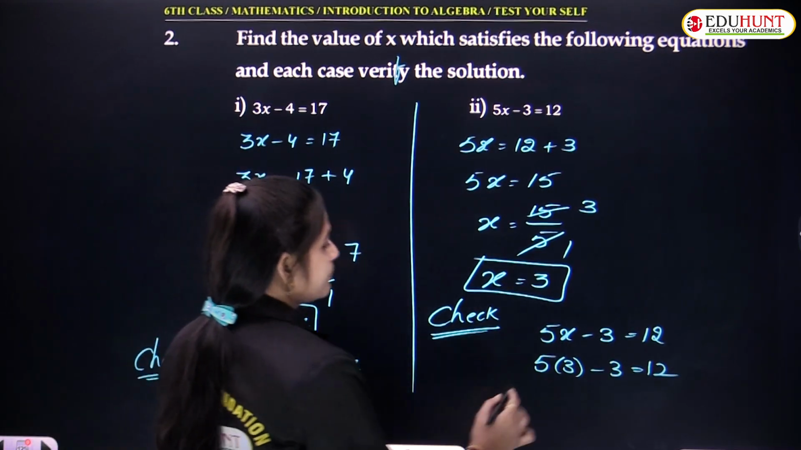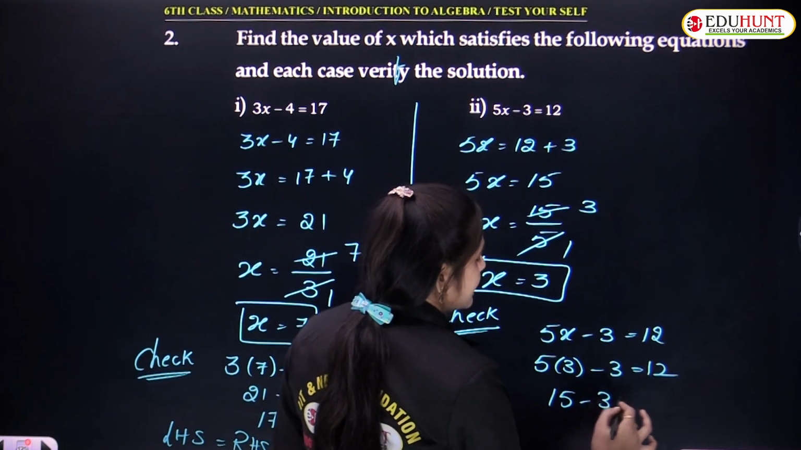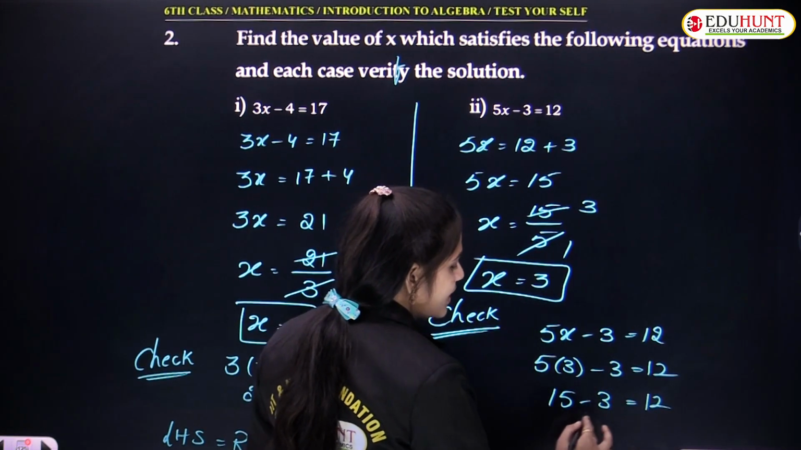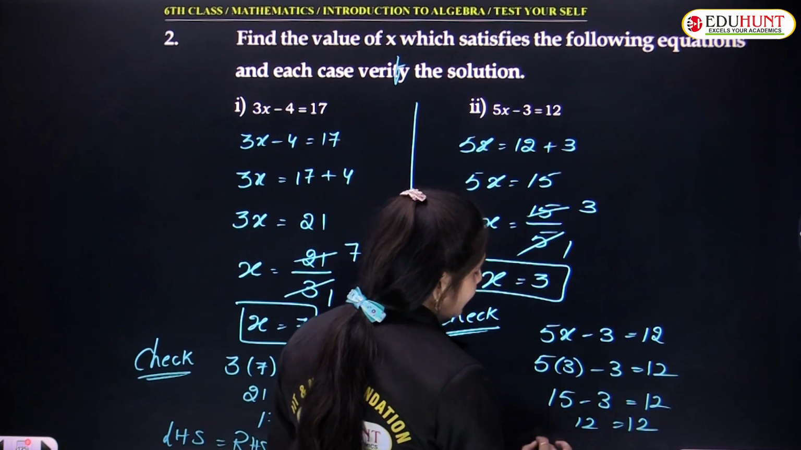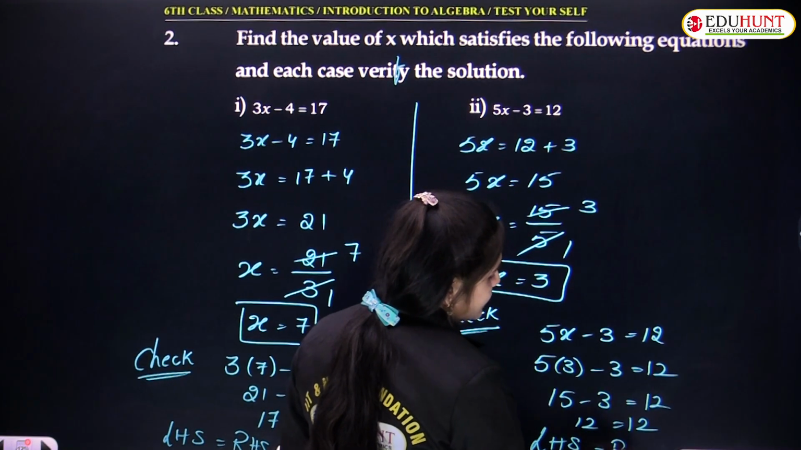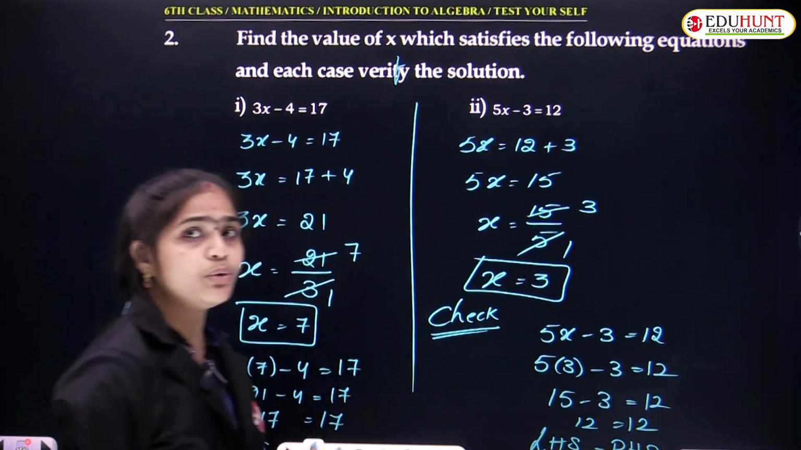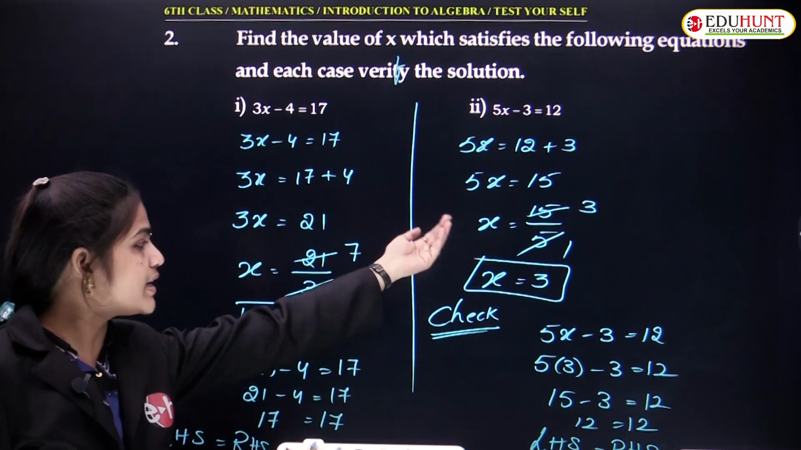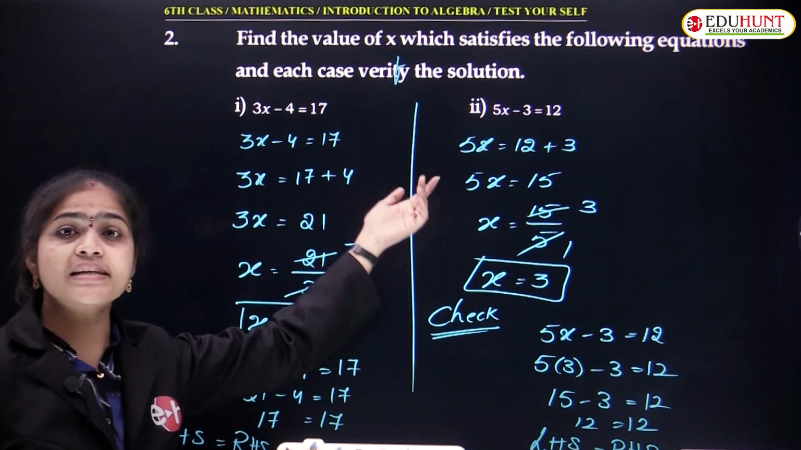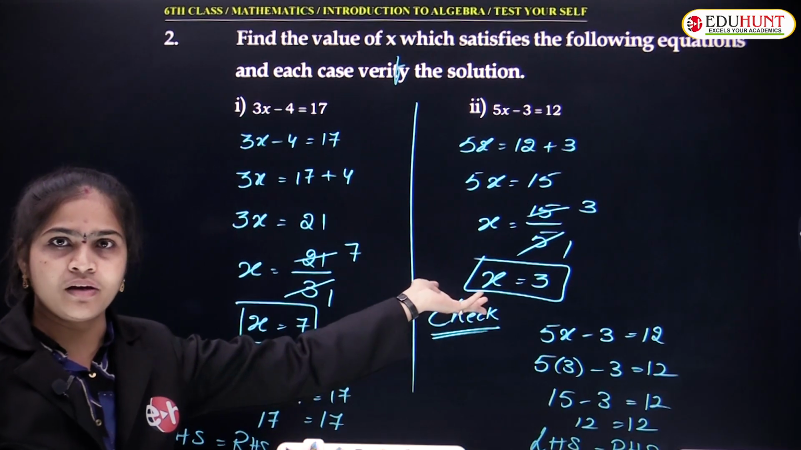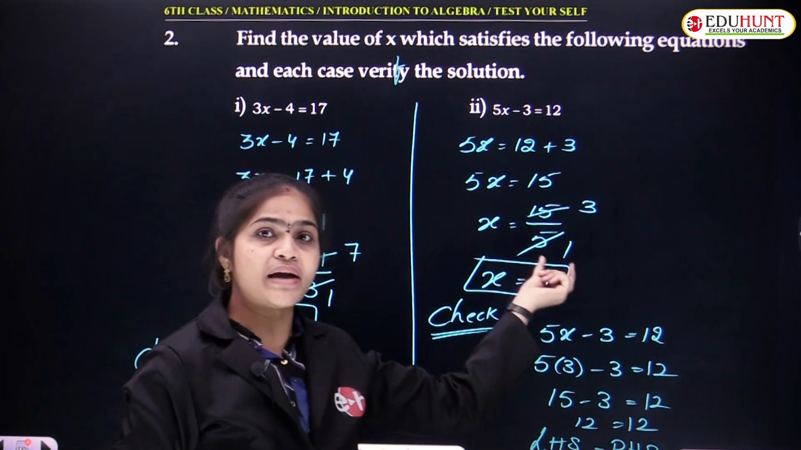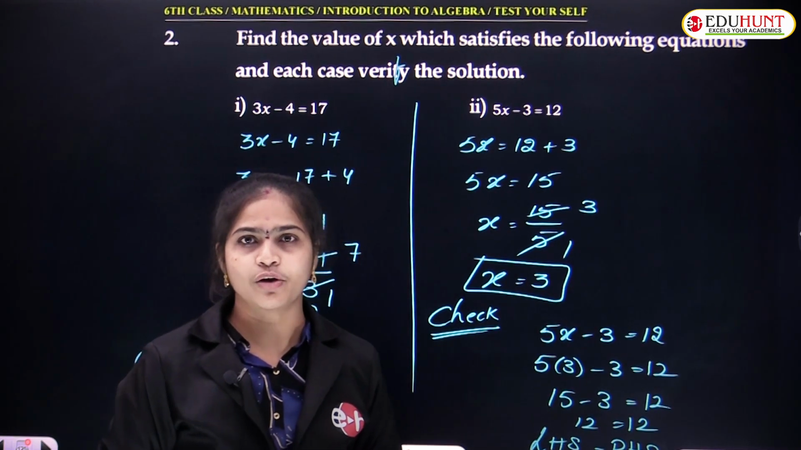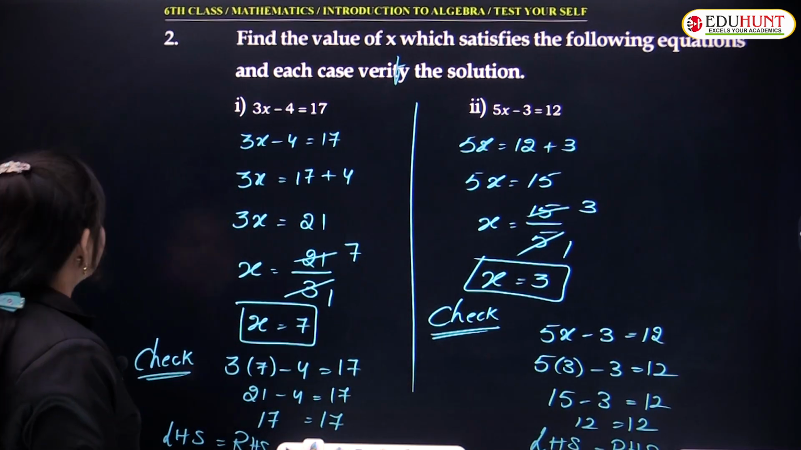See here, 15 minus 3 is equal to 12. Already 12 is given in RHS. In LHS, 15 minus 3 is equal to 12. Finally here 12 is equal to 12. Hence we can say that LHS is equal to RHS. That's why, does that value satisfy or not? Satisfies. So what is the root of that equation? 3. What is the solution of that equation? 3. Here, whatever value satisfies, that value we call the root or solution of the given equation. Okay? See that.